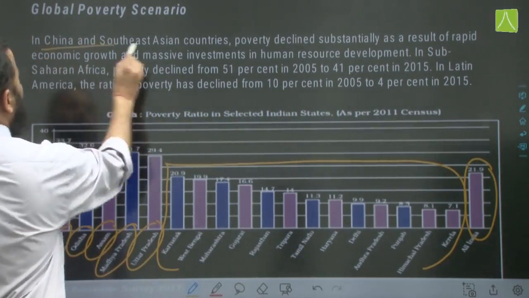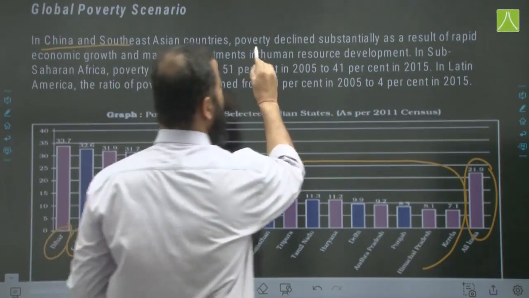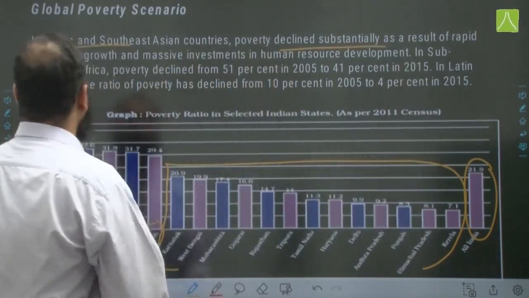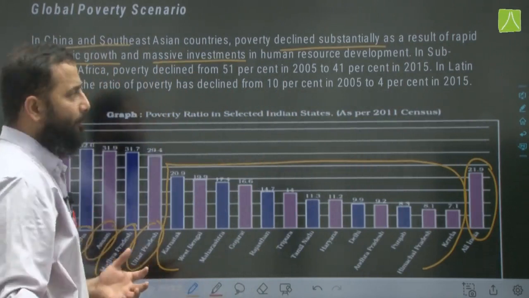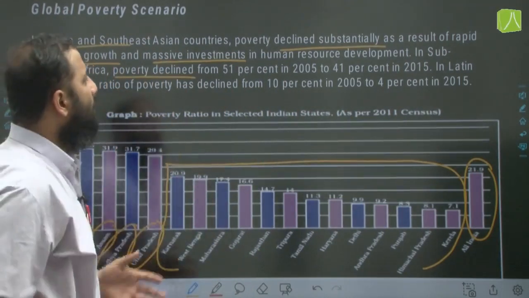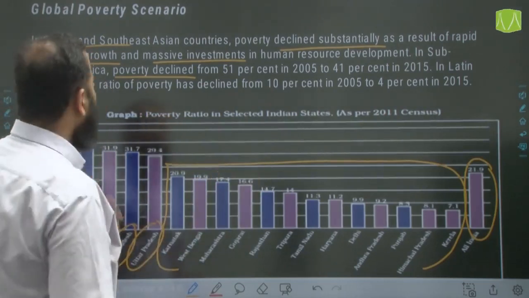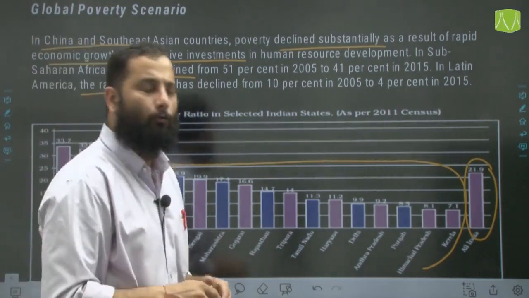Now, in China and Southeast Asian countries, poverty, that is about the global scenario now, has declined substantially as a result of rapid economic growth in these countries and massive investment in human resource development. In sub-Saharan Africa, poverty also declined from 51% to 41% in 2015. In Latin America also, the ratio of poverty has declined from 10% to 4% in 2015.